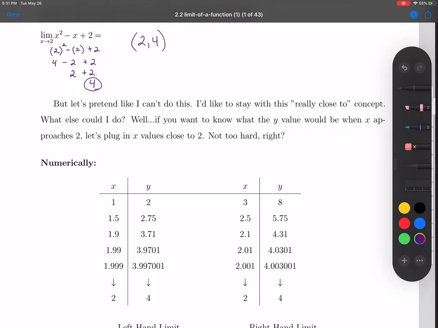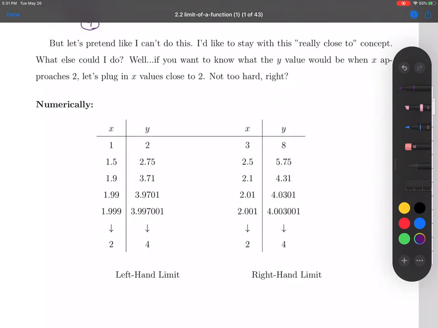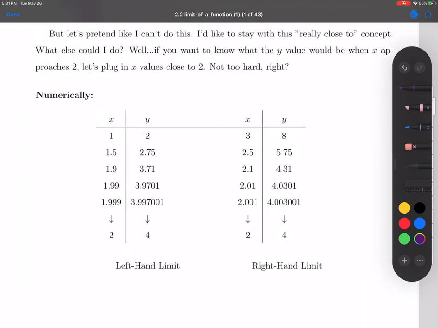So if I can't actually plug in 2, what else could I do? Well, if you want to know the y value you would get, all you would have to do is plug in x values that are getting very, very close to 2 and see what's going on with the y values that you get from that. That's it. So check it out. That's what I've done down here.